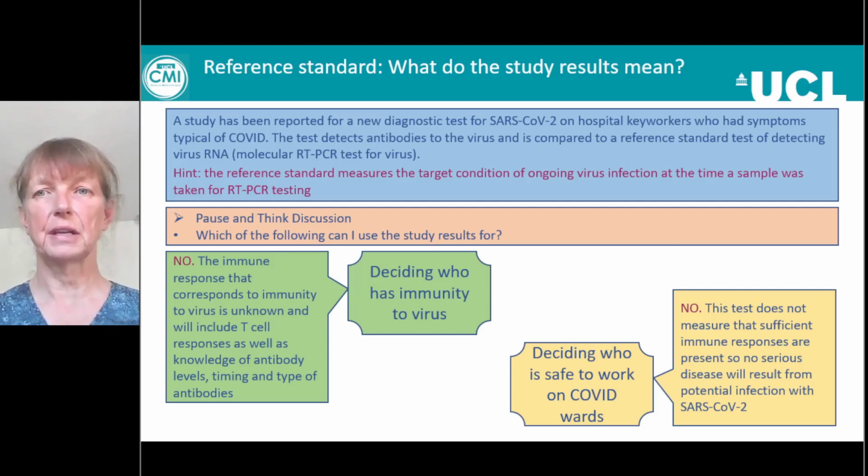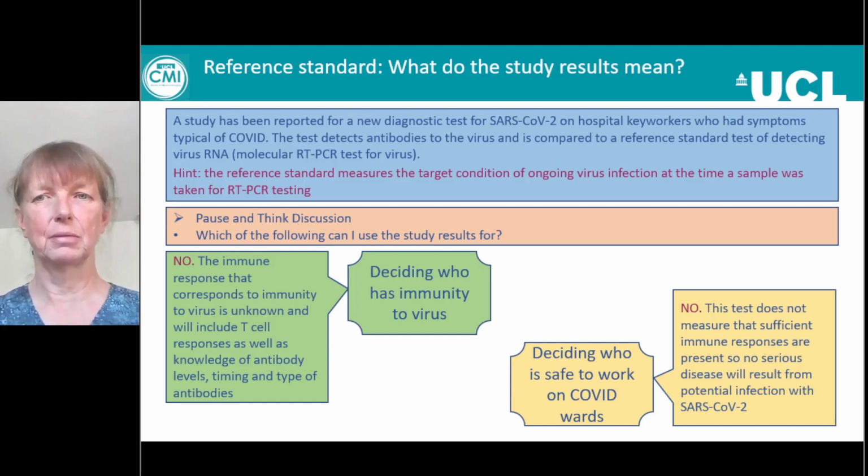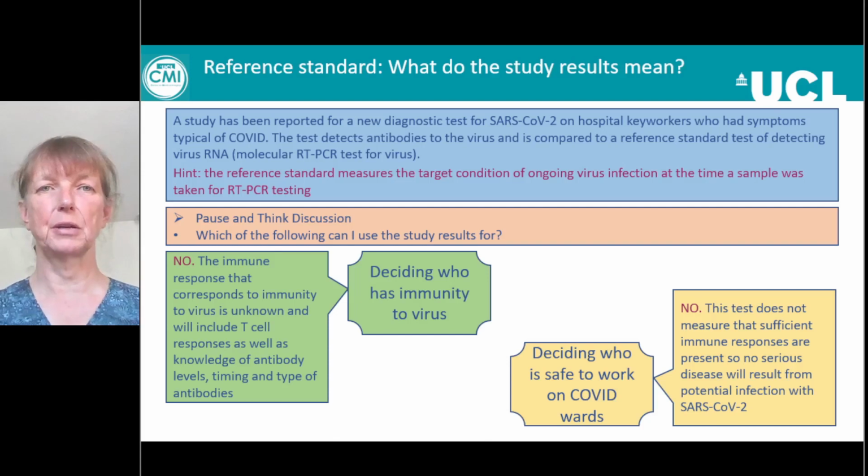What is our reference standard? Our reference standard is about whether they have a virus in their nose or their throat. Okay, so that tells you nothing about the immune response. It tells you nothing about whether they will get a serious infection. So basically, no, this test does not say anything about who is safe or not safe to work on COVID wards, because the reference standard does not correspond to that.